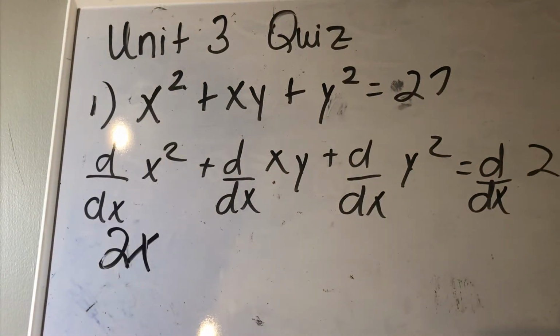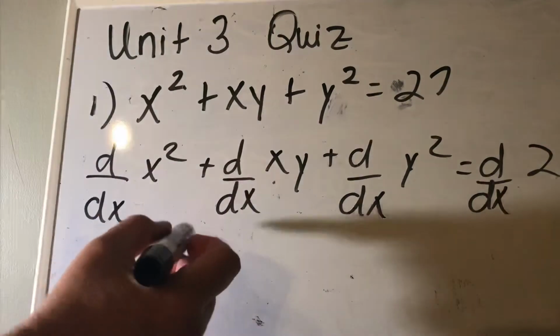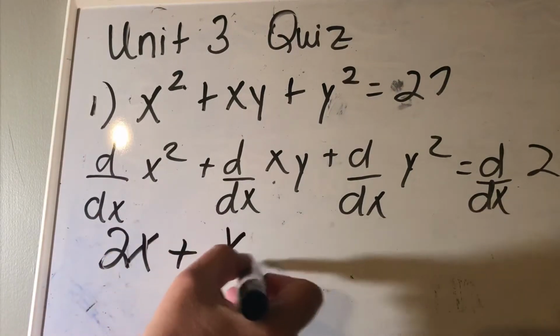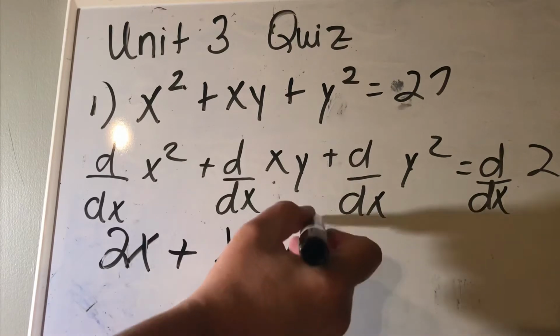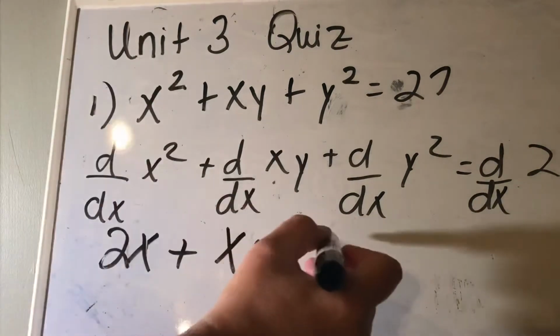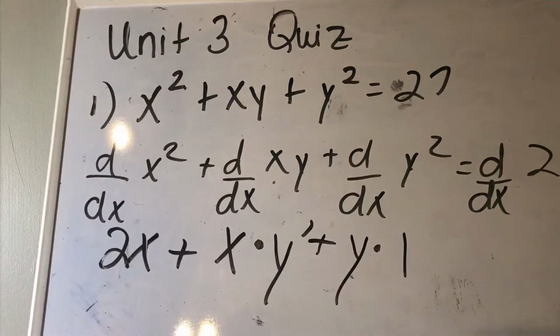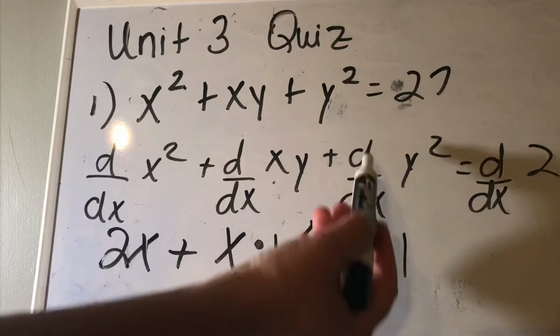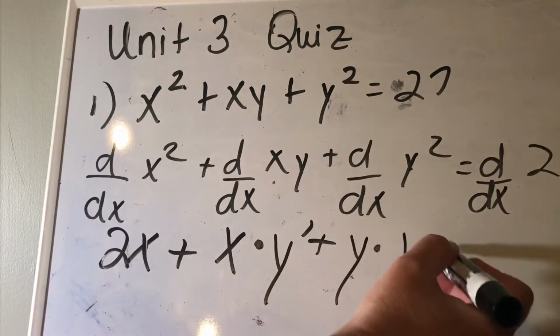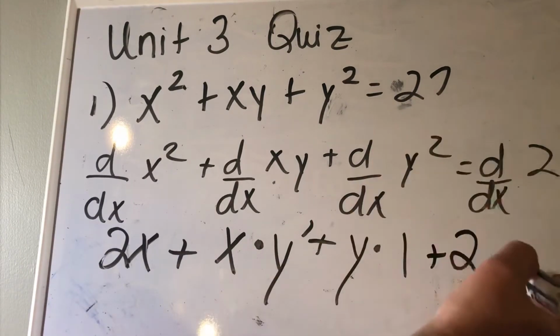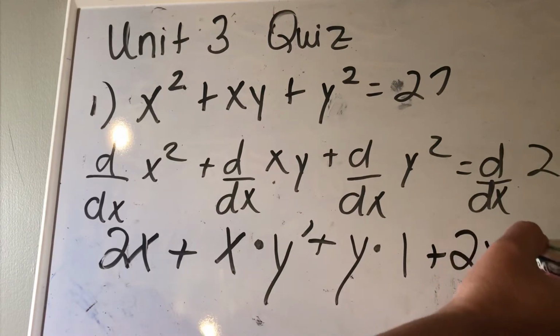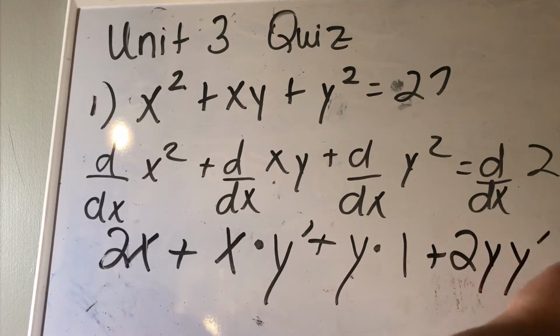The next part is going to be product rule. First times derivative of the second plus second times derivative of the first. The derivative with respect to x of y squared would be 2y times y prime. Derivative of a constant is 0.